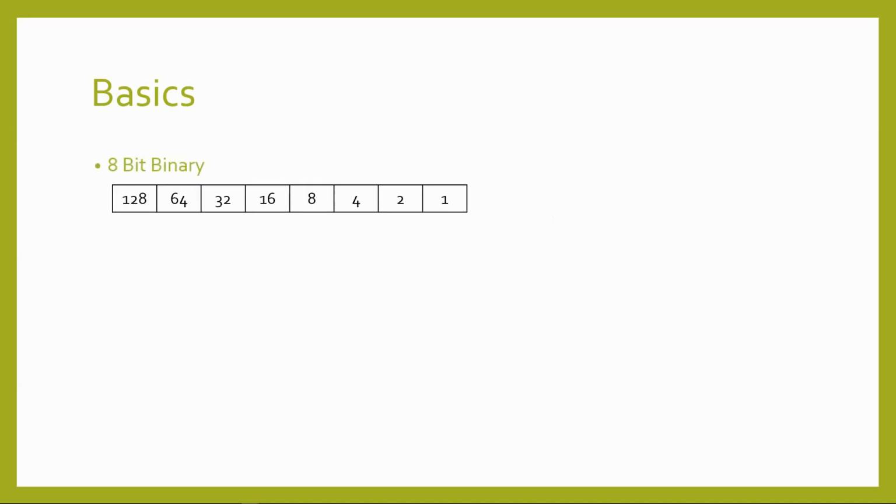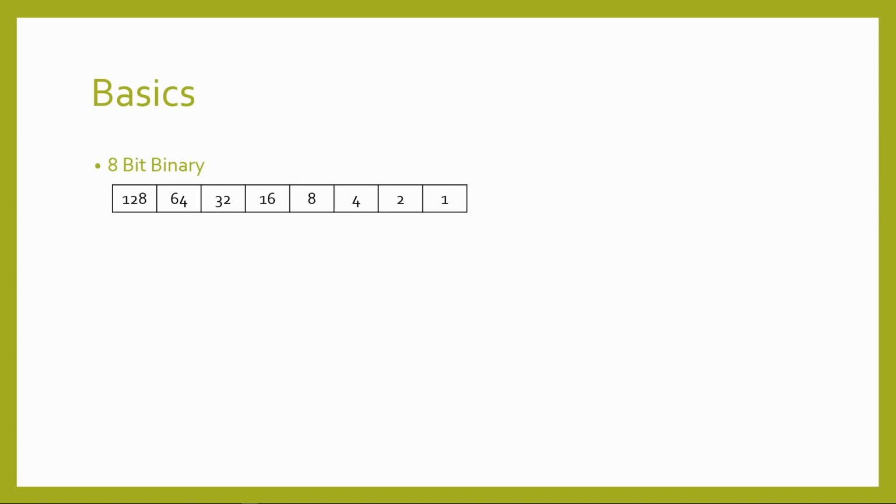Let's start with the basics. Before we can look at this, we have to understand what binary is and how it looks and works. And basically in binary, we'll look at 8 bits since that's what we are. And the first bit has a value of 1, the second bit is 2, the third is 4, 8, 16, 32, 64, and 128. These should be pretty straightforward.